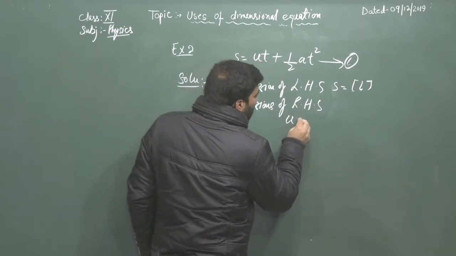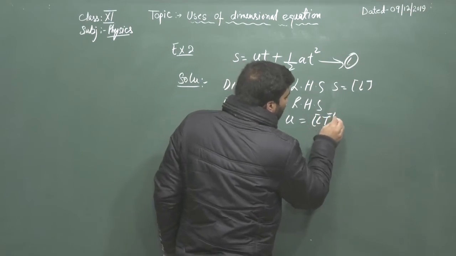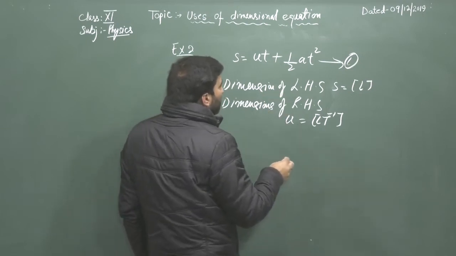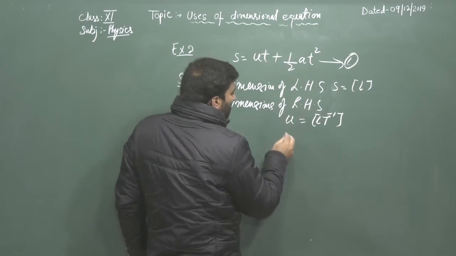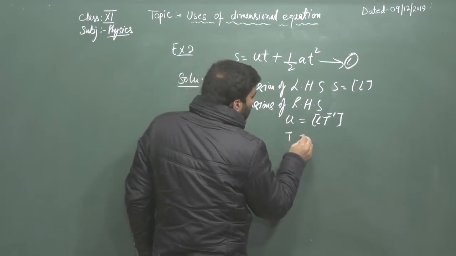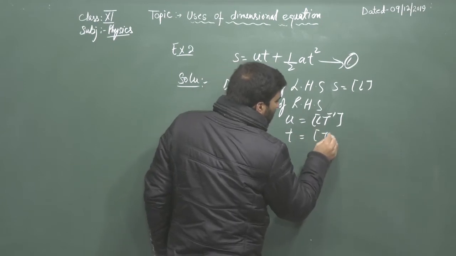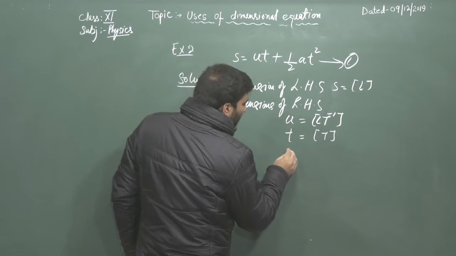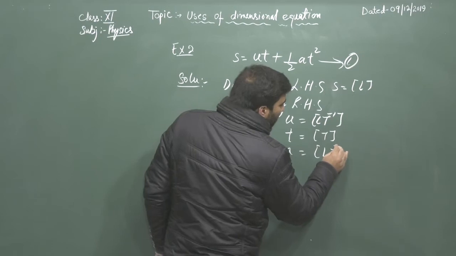Dimensions of u, it is velocity, its dimensions are L t minus 1. And 1 by 2 is a dimensionless quantity. It is a constant and it has no dimensions. So dimensions of t, we can write as dimensions of time. Dimensions of a, this acceleration, is L t minus 2.